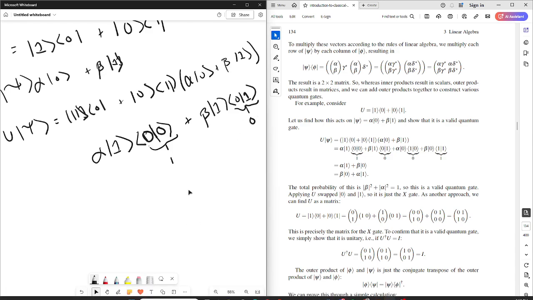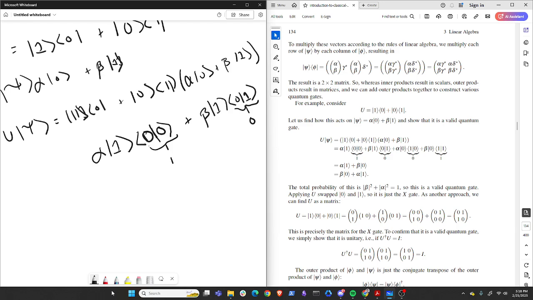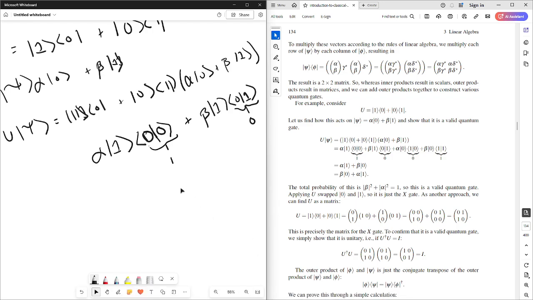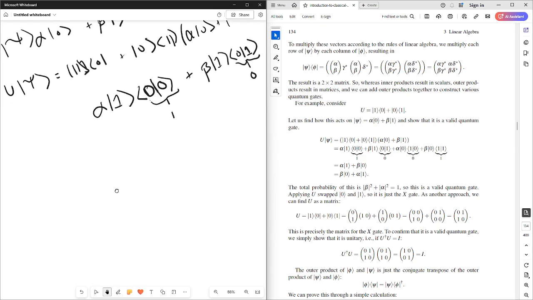We discussed this yesterday: the inner product of state 0 and state 1, those are two basis states. So the inner product of any two states, if they do form a basis, will be 0, because they're orthogonal to each other. They're on opposite sides of the Bloch sphere with respect to each other.